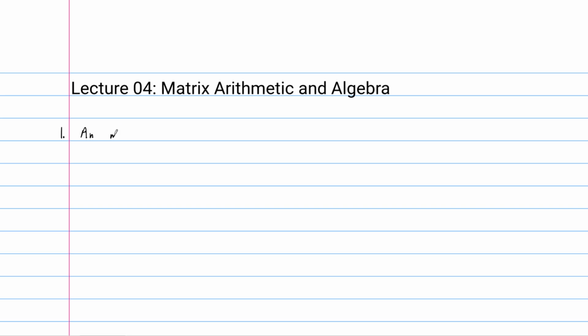So I'll write it this way. An m by n matrix is a collection of m times n real numbers. It could be real numbers or complex numbers. Today we're just going to deal with real numbers, but we could extend this to complex numbers. So I'll just write numbers here. But today we'll work with real numbers.